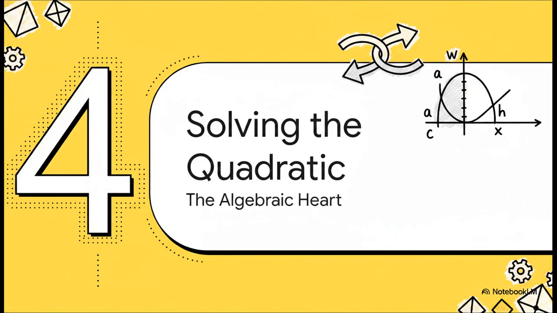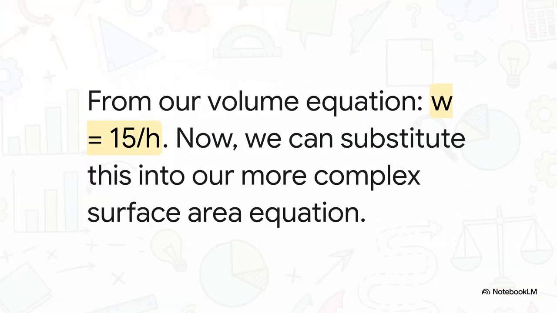Okay, so we've got 2 equations and 2 things we don't know, W and H. This is where we get to the real heart of the problem. We need to solve these 2 things at the same time. This is where the real algebra begins. So, how do we do that? Well, this is the aha moment of the question. We're going to use a technique called substitution.